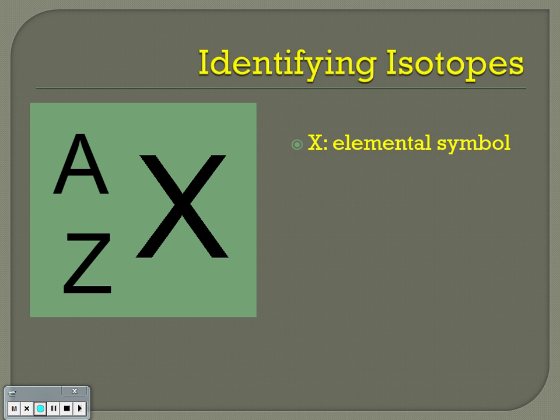All right, elemental symbol, X. There is no element X on the periodic table, it's just a placeholder. Letter Z represents the atomic number. Now, I know what you're going to say. Why is Z the atomic number? Why isn't A the atomic number? I don't know. I didn't make that decision, so don't yell at me on that one. And then the letter A represents the mass number.